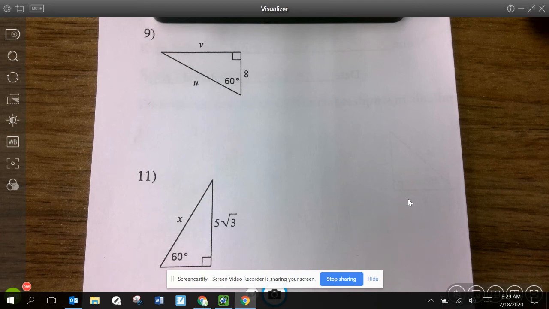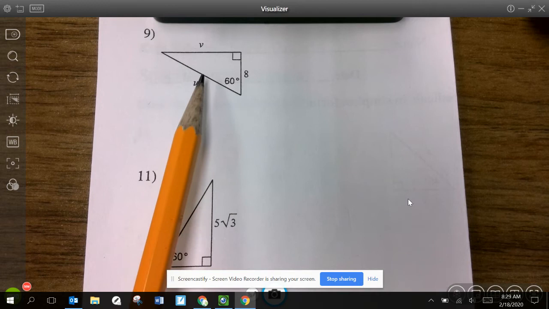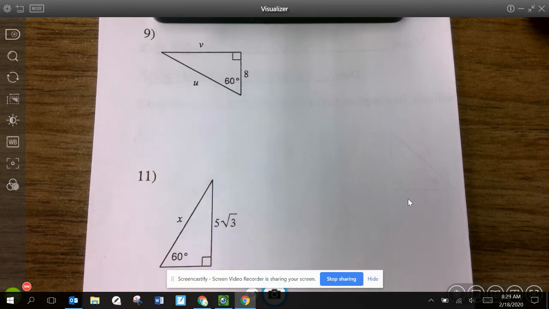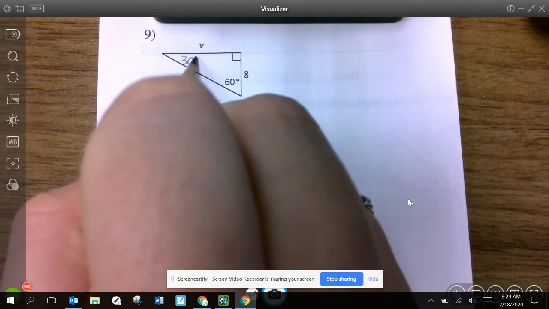So for a 30, 60, 90 triangle, sometimes they're not going to give you all of the angles. They might just give you one. So they might just say 60 degrees and 90 degrees. But because of triangle sum having to be 180, I know this has to be 30 degrees.